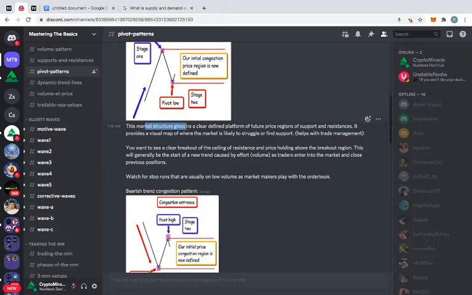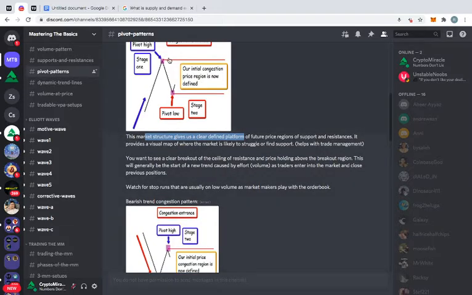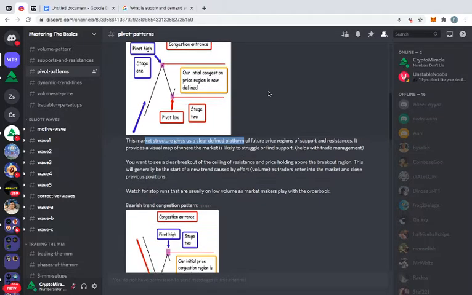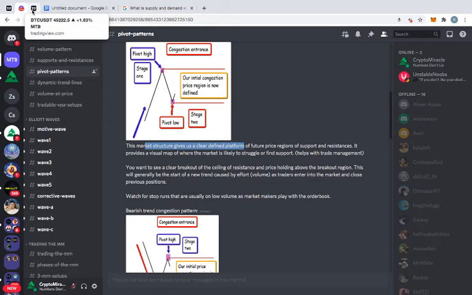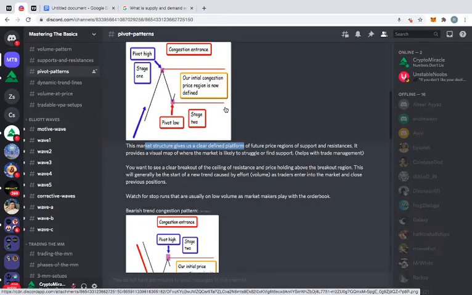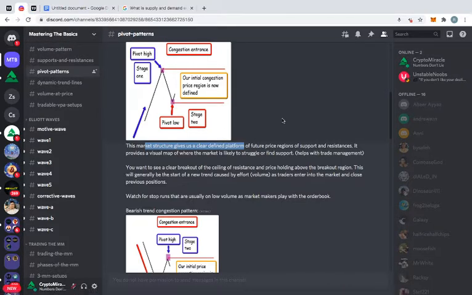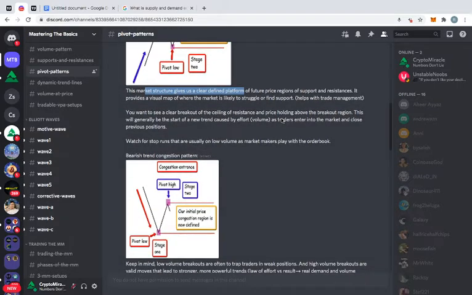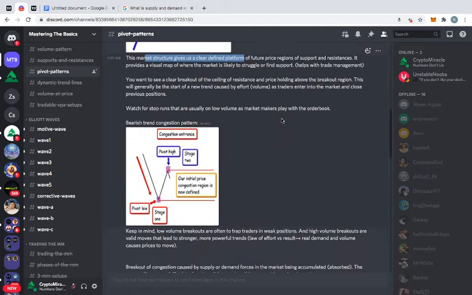So this market structure gives us a clear defined platform of future price region of support and resistance. And depending how much time it actually takes within this range, the more pronounced it will become, the more important it will be in the trend later. And you'll find that in micro congestion phases, as well as obviously the bigger time frames have more congestion, more volume, more trapped traders in it. So that's typically the thinking behind this pattern.